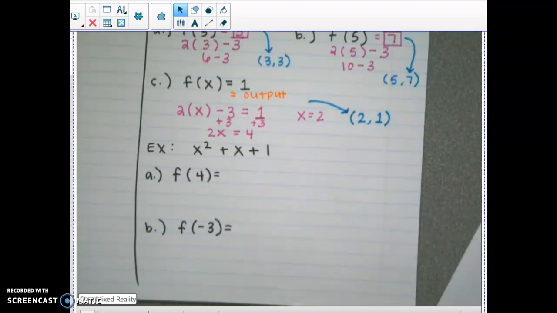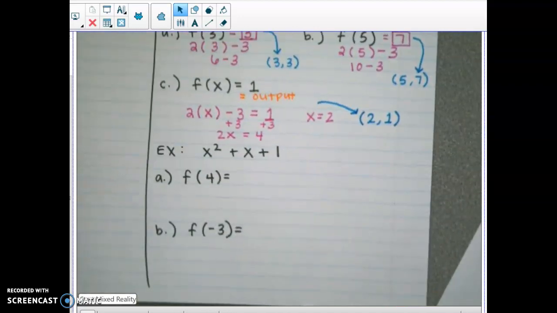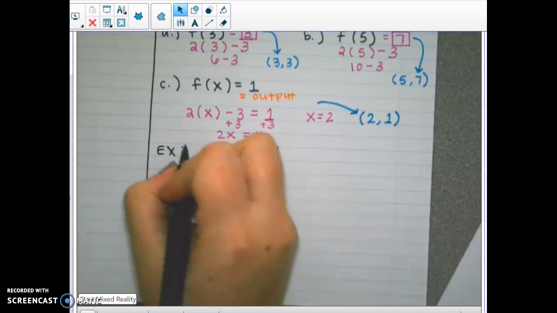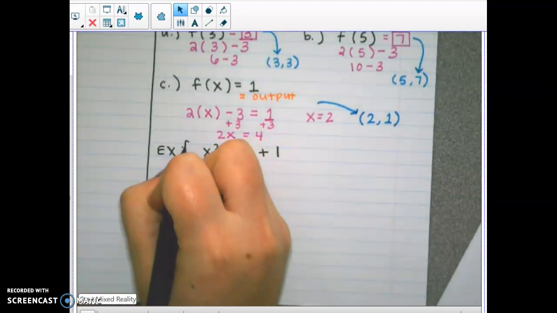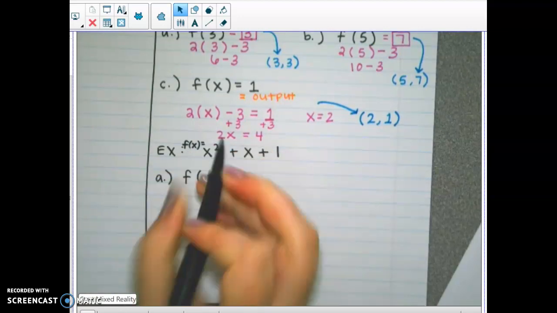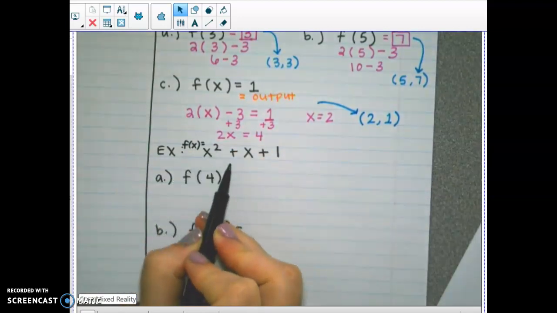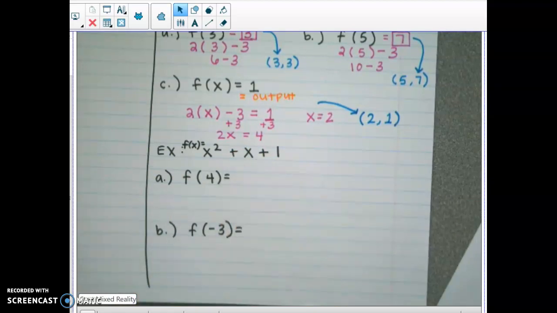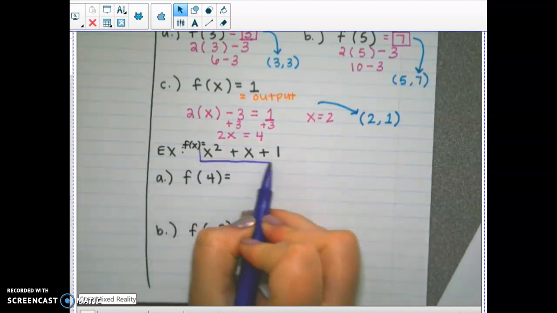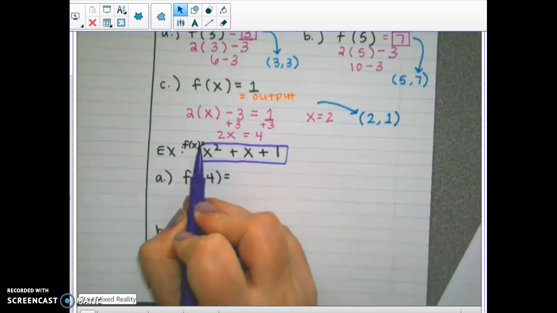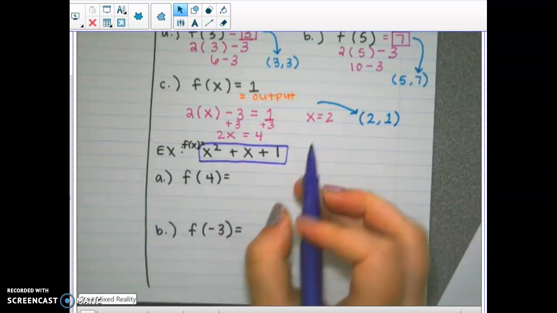All right, so let's talk about when you have more than one x. Oh, and I forgot to put the f of x rule. So this is supposed to say f of x equals. So this would say f of x equals x squared plus x plus 1. So let's interpret what this rule means. And I'm going to switch colors just so it doesn't bleed into what we did with the last rule. So this is a new function, which means this is a new rule.